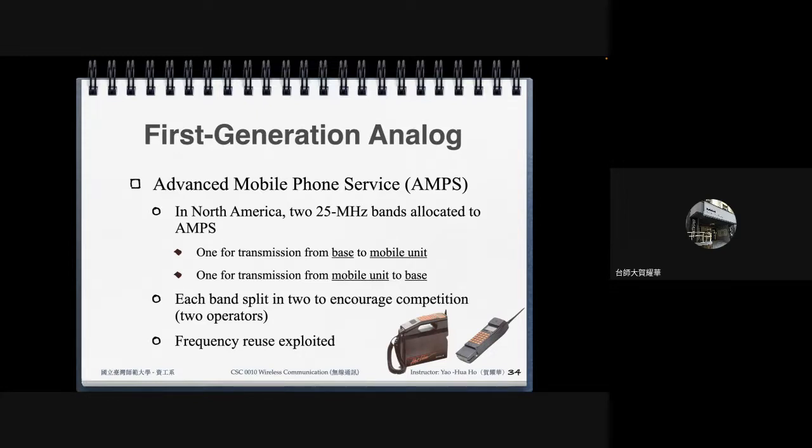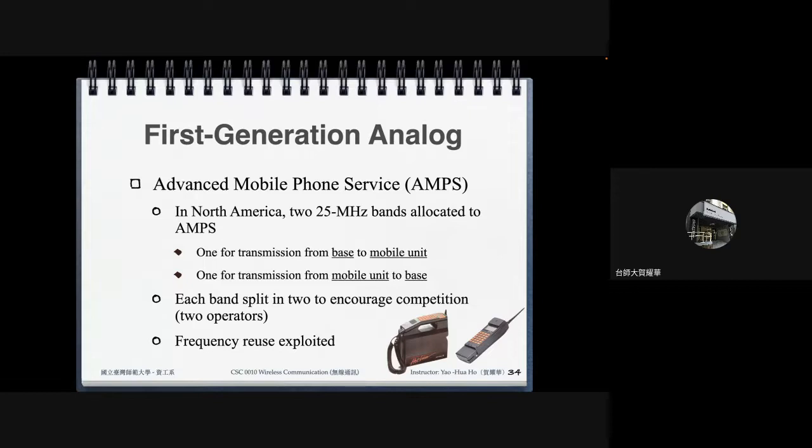You can see at the bottom that the cell phone is actually quite huge. They send analog signals instead of digital signals. Now, the initial first generation was set out as Advanced Mobile Phone Service, AMPS. In North America, there are two 25 megahertz bands allocated for these services. One is for transmission from the base station to the mobile device, and one is for transmission from the mobile device to the base station, forward and reverse connections.